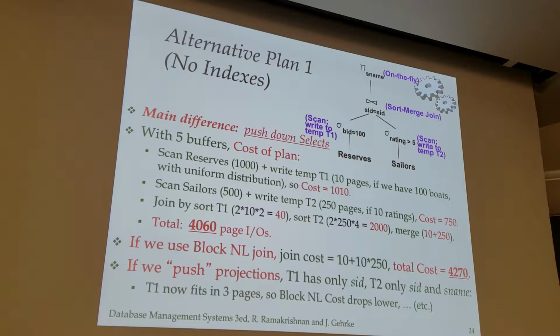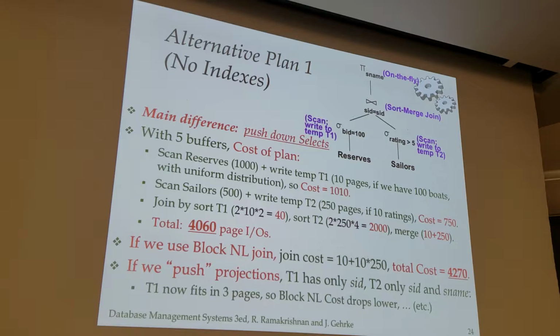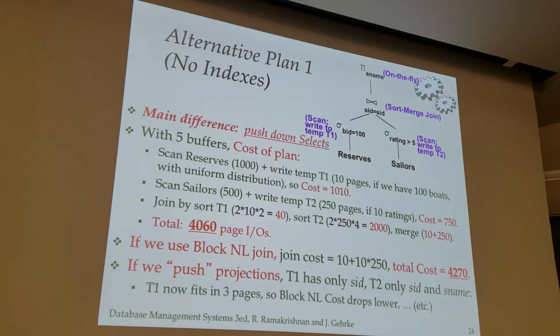We're going to scan reserves, and we're going to write the result to a temporary, because we're going to be writing only the ones that have BID equal 100. As we go through the reserves, if the boat ID is not 100, it's not going to affect the answer. So why bother looking through if the boat ID is not 100? Everything that has boat ID not equal to 100, you see it, you say, I don't care about that reserves. So you ignore it. You keep on going through.